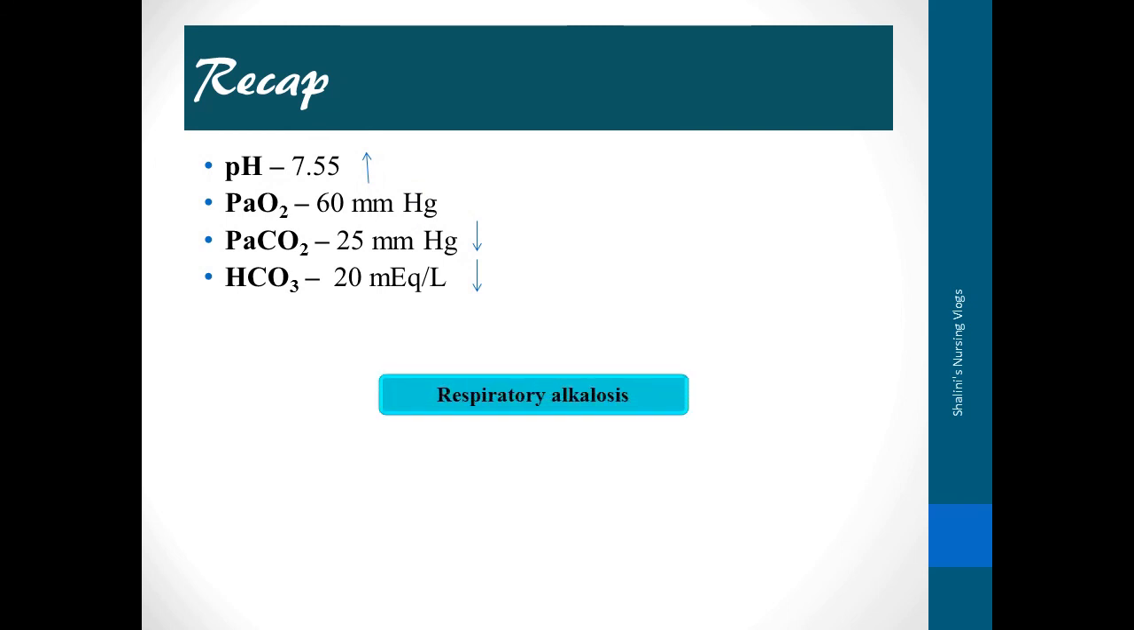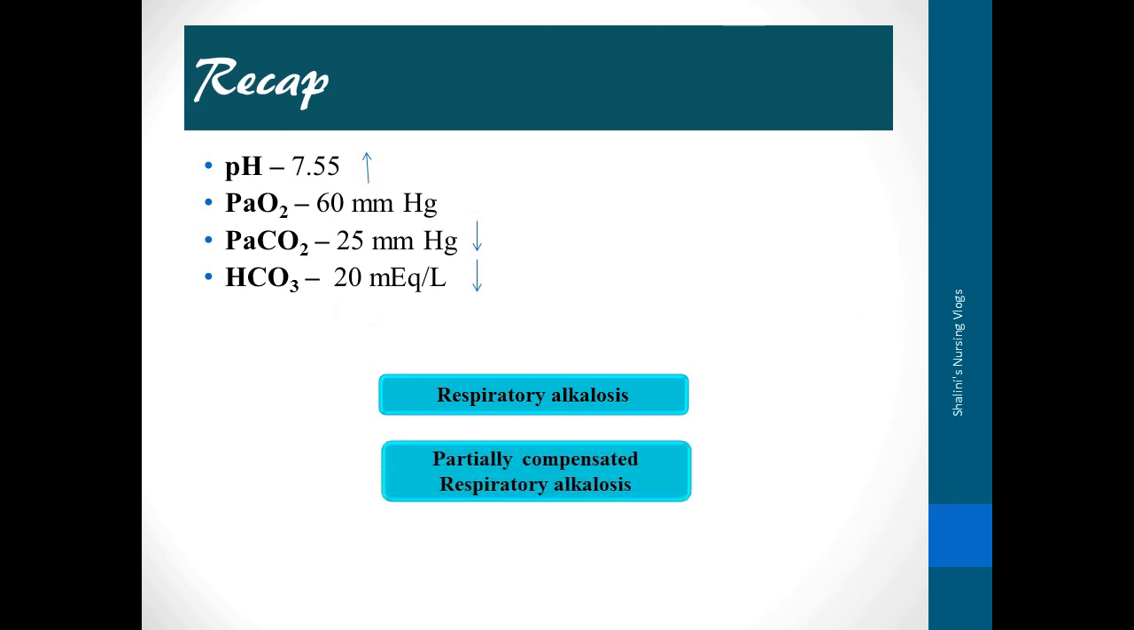Now checking the compensation part. For compensation, there has to be renal excretion of the base. So the base is decreasing here. 22 to 26 is the normal reference value, but here it is 20 milliequivalents per liter. So this is partially compensated respiratory alkalosis because the pH is not yet normal.